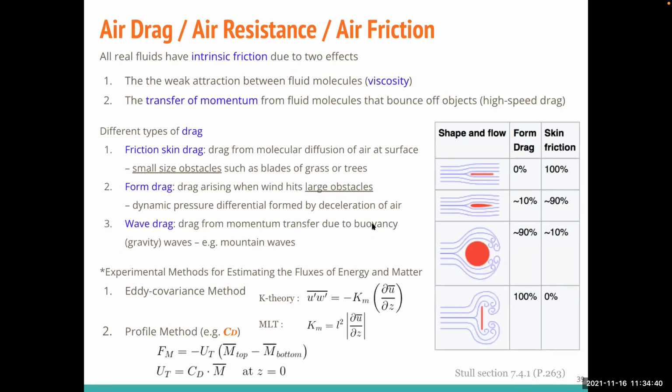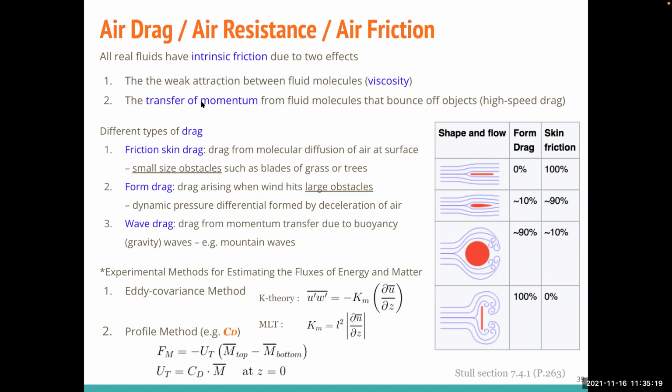Okay, so what is air drag or air resistance or air friction? All fluids have intrinsic friction due to two effects. The first one is the weak attraction between the fluid molecules, which is the viscosity. The larger the viscosity, the larger the attraction between different molecules in your fluid. And then also the transfer of momentum from the fluid molecules that bounce off the object. So this type of transfer of momentum.